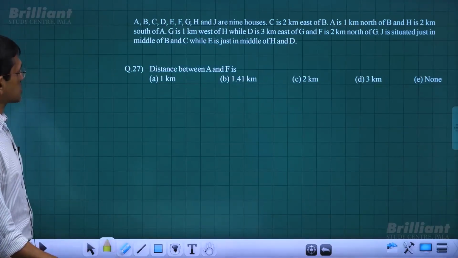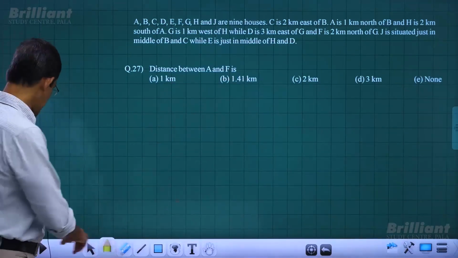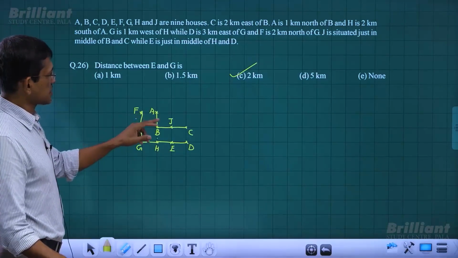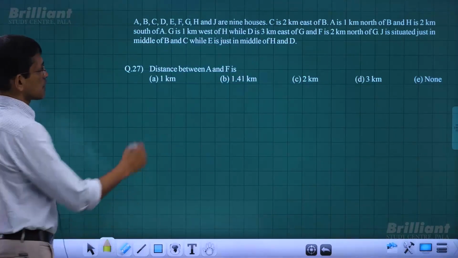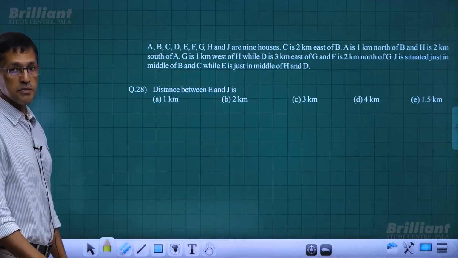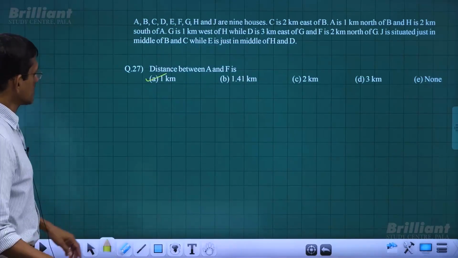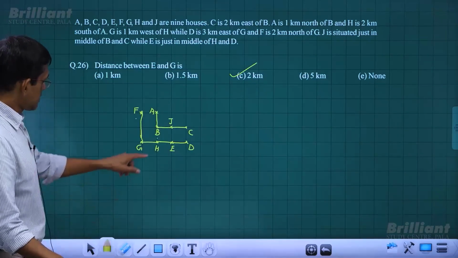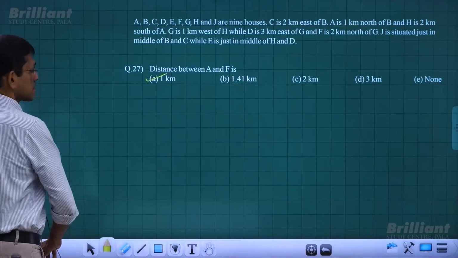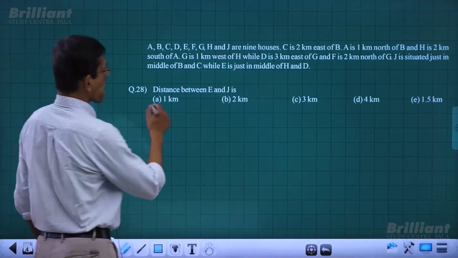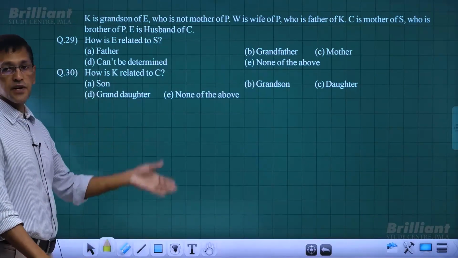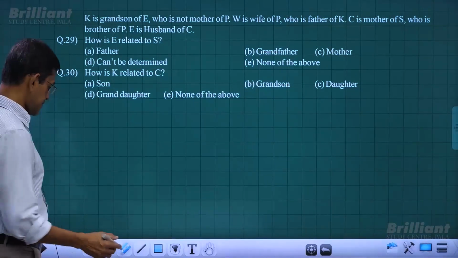Question number 27, distance between A and F. A here, F here. So the distance between A and F is just 1 kilometer. Next question, distance between E and J. This is the diagram. That's exactly 1 kilometer between E and J. Now the next question is a different question. We'll take a look at that question as well.